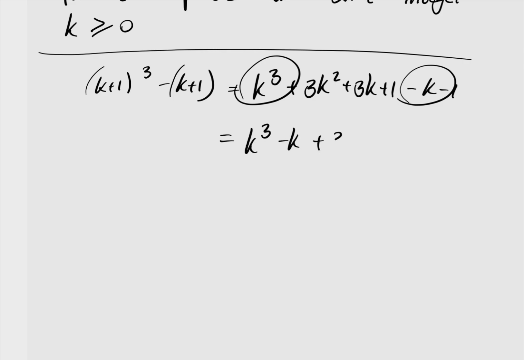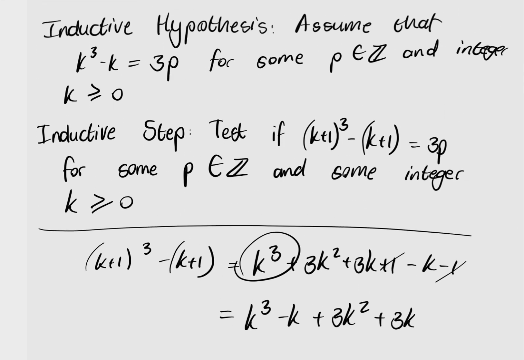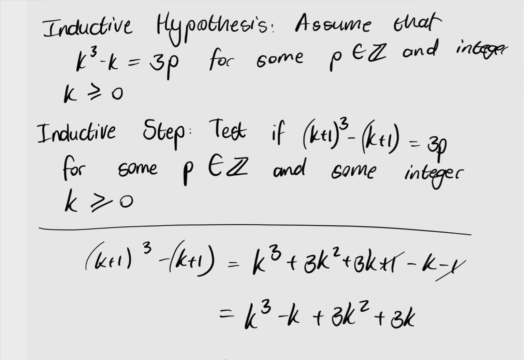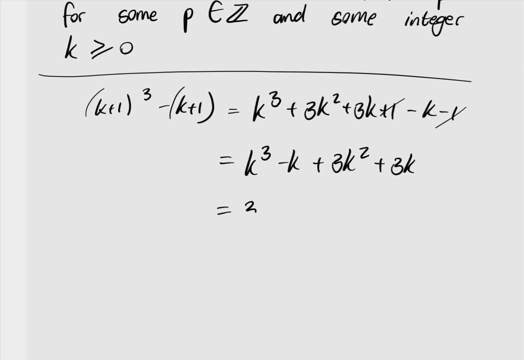Plus, instead of simplifying fully, we're going to bring those together. The ones can cancel. We don't really care about them. And what we see here is that we're already starting to see multiples of 3, right? k squared is an integer. k is an integer. So this part of the expression is already a multiple of 3. It's already divisible by 3. So what we're going to say here is k to the power of 3 minus k is equal to 3p.